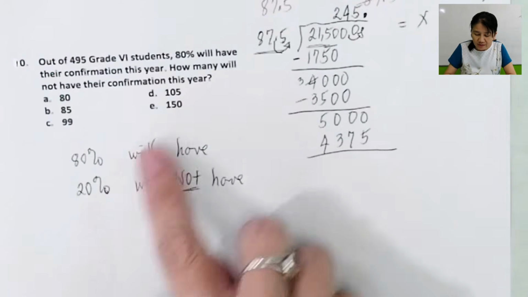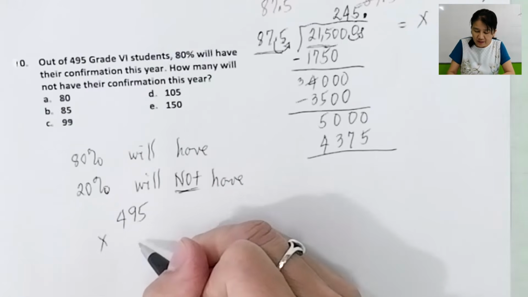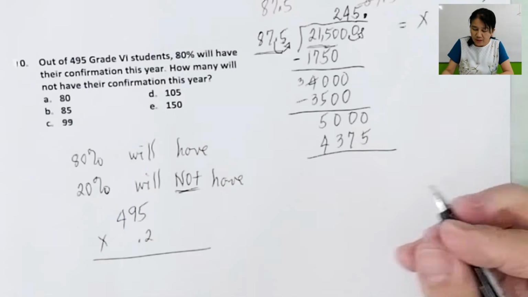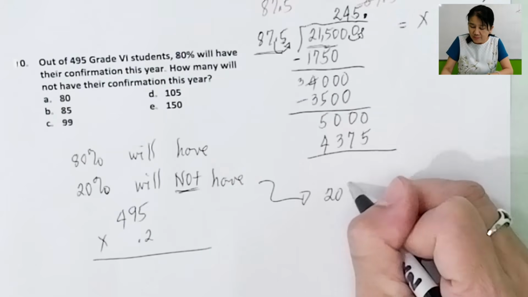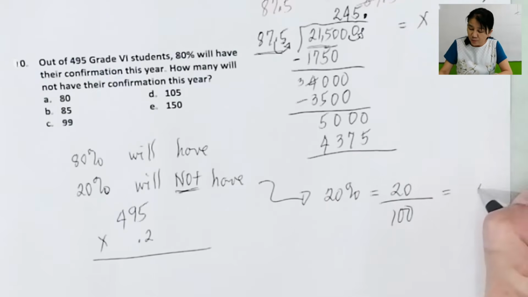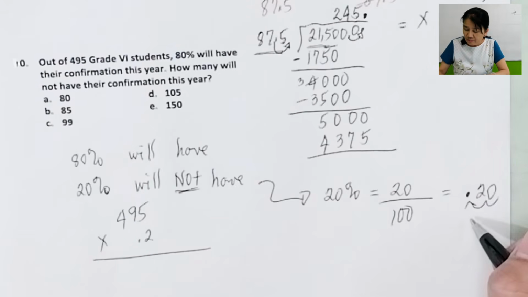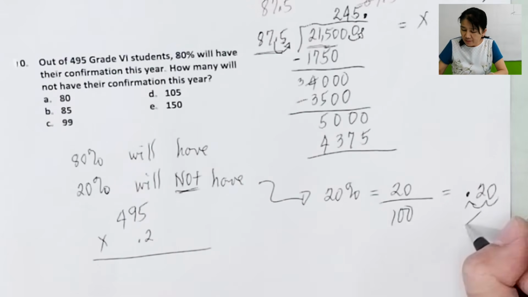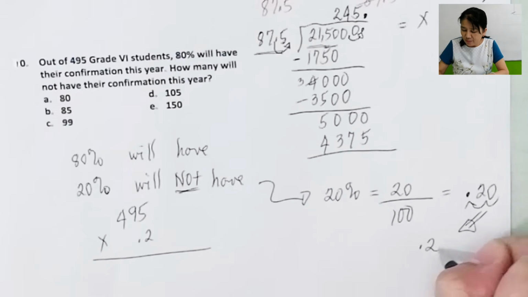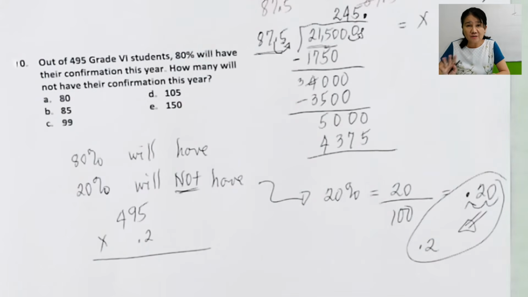Now, how do we get the 20% of 495? It's simply 495 times 0.2. Why 0.2? Remember, 20%, as we have learned, is just 20 per 100. Write 20 here, move the decimal point 2 places to the left, because you're dividing by 100. So simply multiply this by 0.2. Now, why not 0.20? Remember, 0.20 is also 0.2. So you better remove the 0 and just multiply by 0.2 to make things fast.